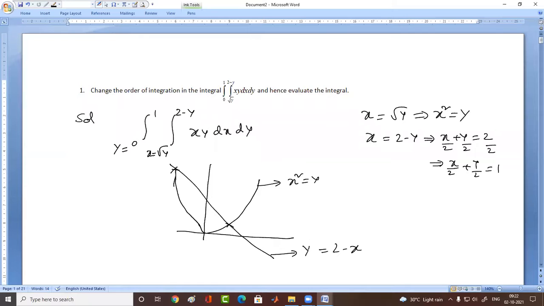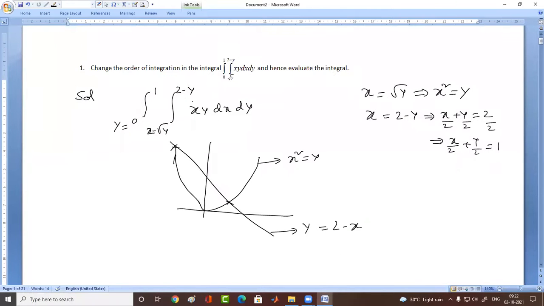So what is the region here? Lower curve along the x-axis is the parabola, up to the straight line. x equals y is nothing but the parabola, and this is the line. So this is the total region.